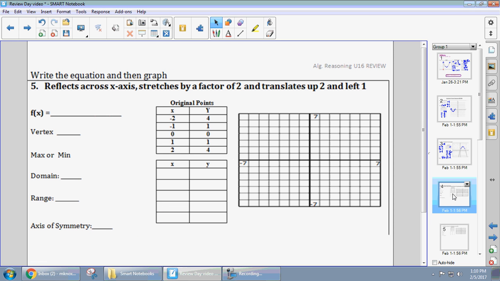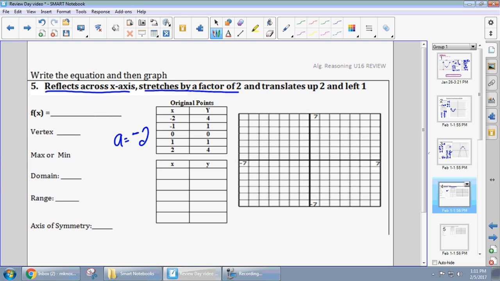And then moving right along, I'm going to do number 5 with you. It says write the equation and then graph. We reflect across the x-axis. So this means that my A is going to be a negative, and I stretch by a factor of 2. So it's going to be a -2. And then it says I translate up 2. So my K is going to be a 2. And then my H, it says I go left 1. So I go -1. So I can plot my vertex. I know that vertex is -1, 2. I'm going to go ahead and plot it on my graph.